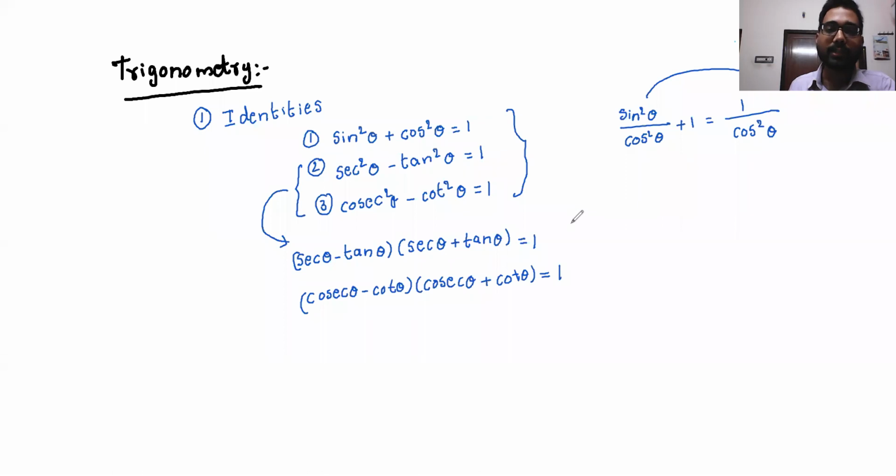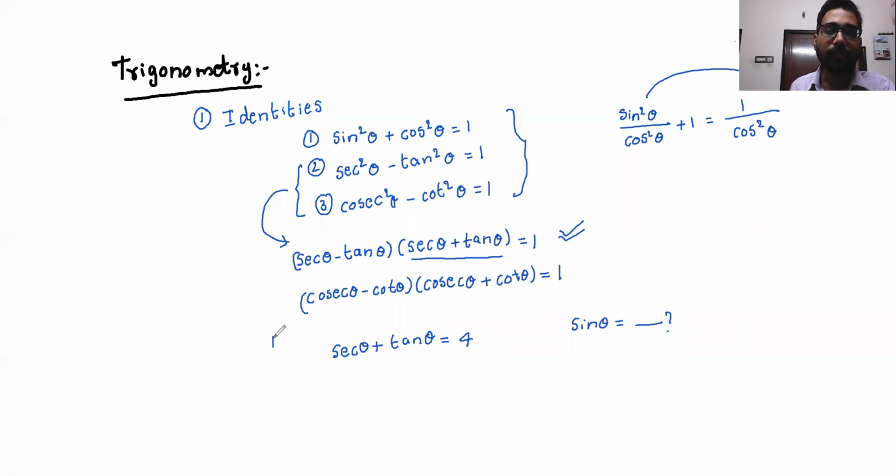So the advantage of this is, suppose in some question they gave us, for example, secant theta plus tan theta is equal to 4, and they ask us to find sine theta. Now we can take help of this equation and easily find sine theta. So how can we take help of this equation? See, we know secant theta plus tan theta is 4, so we can substitute it here.